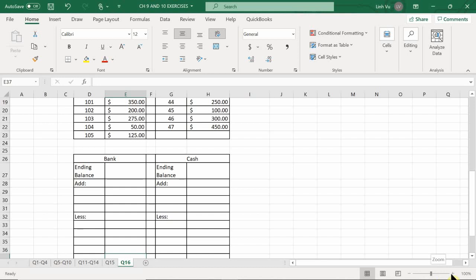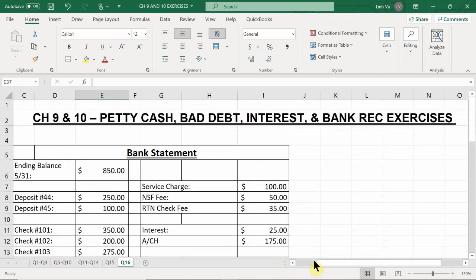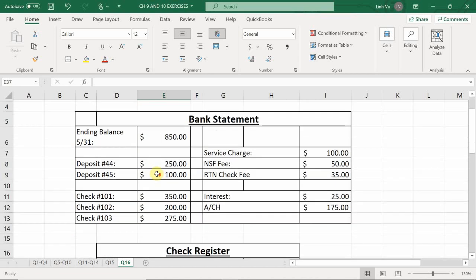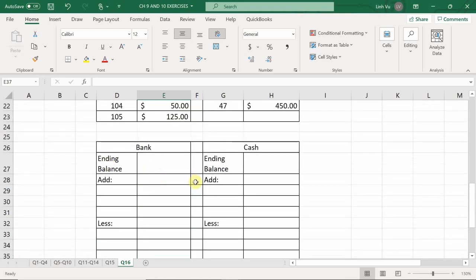So I'm going to go ahead and make this a little bigger so we are able to view it a little better. Okay. So as you can see here, my bank statement is right here with my ending bank balance as of May 31st, okay? It's going to be $850. So let's go ahead, and I'll do the bank side since I already mentioned here that the bank's ending balance is $850, okay? Now, the first thing we're going to add is any deposits in transit.